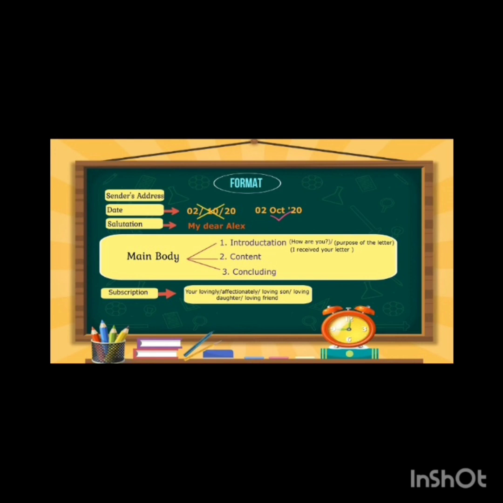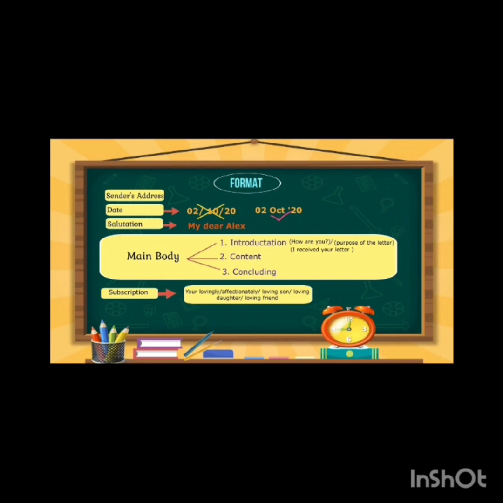Subscription means, in the formal letter what do we write? Yours sincerely, yours faithfully. But in an informal letter you can write yours lovingly, yours affectionately, your loving son, your loving daughter, your loving friend, and you can end the letter.